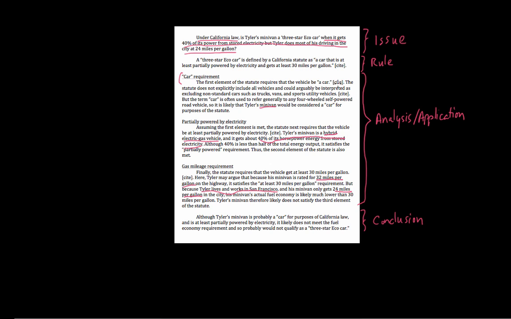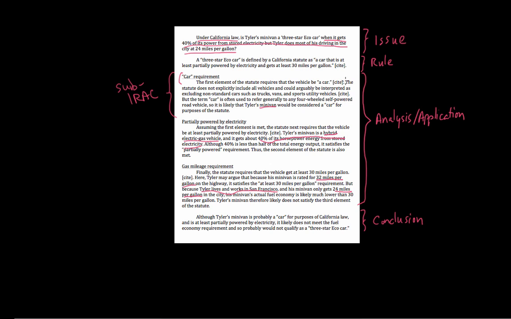Now I'll skip over the rule for just a second, and we'll talk about the analysis. The analysis is talking about how the term car is often used to refer generally to any four-wheeled self-powered vehicle. And so we have a conclusion. It is likely that Tyler's minivan would be considered a car for purposes of the statute. This is a self-contained sub-IRAC. It has its own issue, whether the vehicle is a car. It has its own analysis discussing what may or may not constitute a car, and it gives its own conclusion.